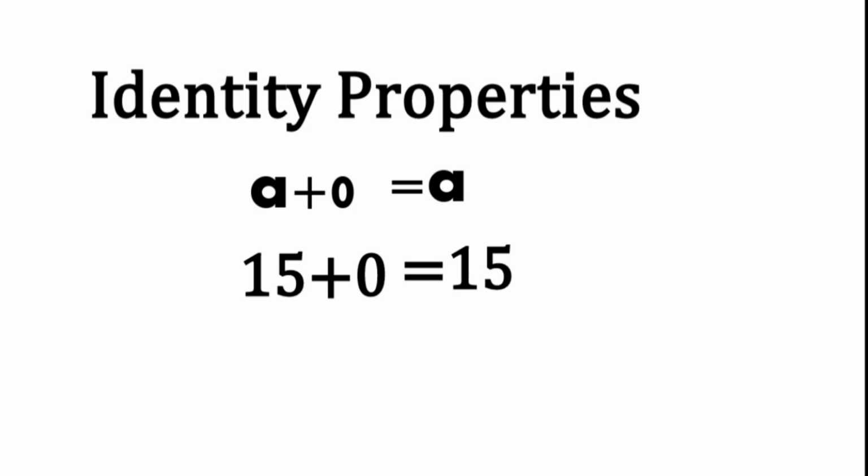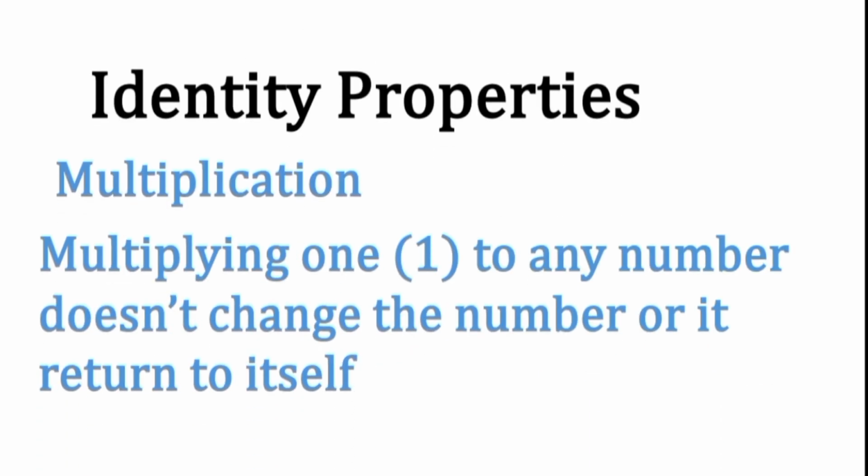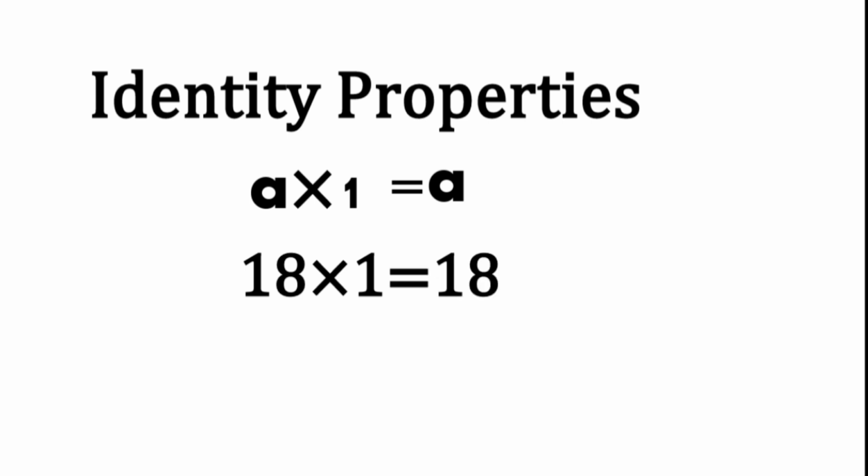Another is identity properties, multiplication. Multiplying 1 to any number doesn't change the number, or it returns to itself. a times 1 is equal to a. 18 times 1 is still 18. That's identity. Nothing changed for the number if you add 0 or multiply by 1.